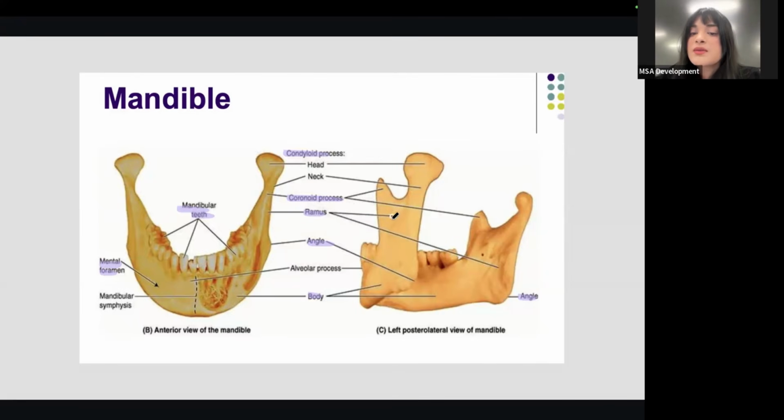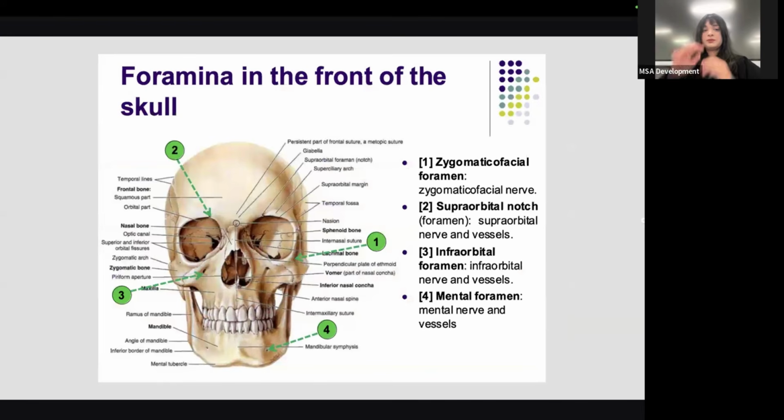And then you have the ramus. Okay, so this is like over here, I guess. And then you have the angle. So the angle is like here. That's the angle. And then you have the alveolar process and the body of the mandible, which is like over here. Okay. Moving on to the foramen.